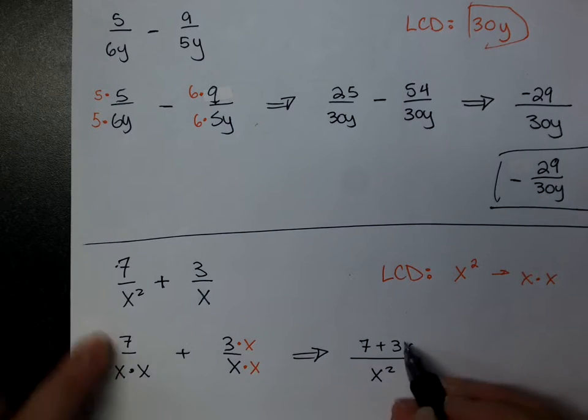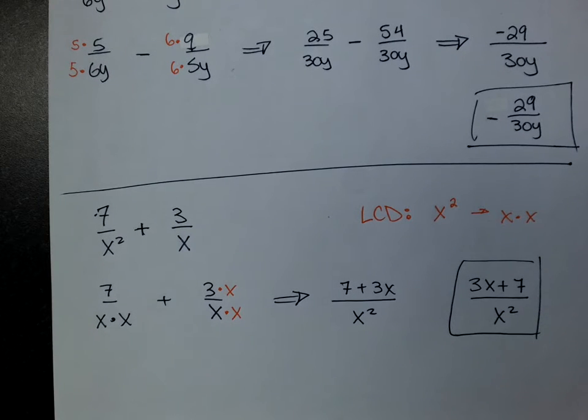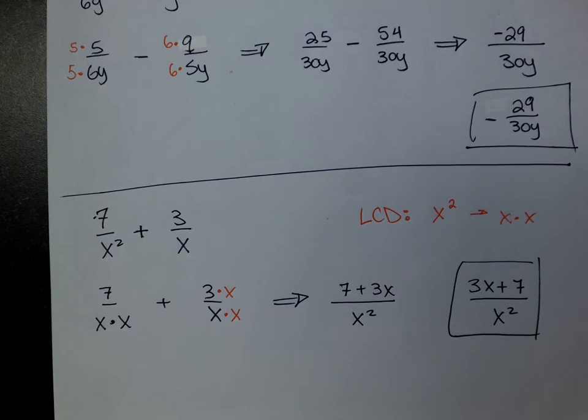Now we simplify our numerator as much as we can. Are those like terms? Nope. Now whether you write 7 plus 3x or 3x plus 7, it doesn't matter. Addition order doesn't matter. Sometimes it looks better for the variable to be first, but it's not required. Over x squared. There's nothing to simplify or combine in the numerator because they are unlike terms, and it can't be factored.